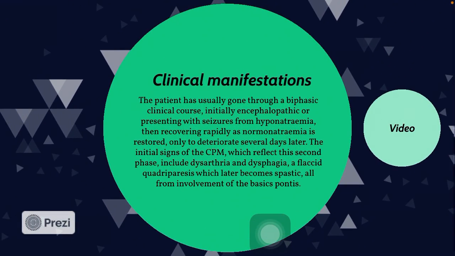Clinical manifestations. The patient has usually gone through a biphasic clinical course, initially encephalopathic or presenting with seizures from hyponatremia, then recovering rapidly as normonatremia is restored, only to deteriorate several days later. The initial signs of CPM, which reflect the second phase, include dysarthria and dysphagia and flaccid quadriparesis, which later becomes spastic, all from involvement of the basis pontis.